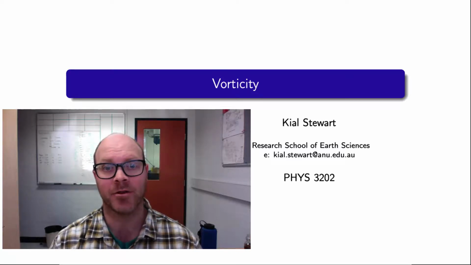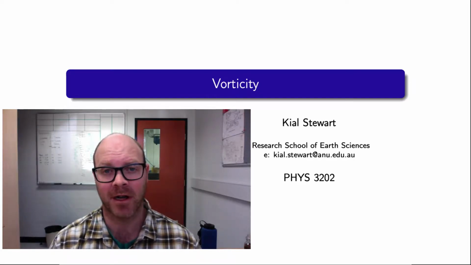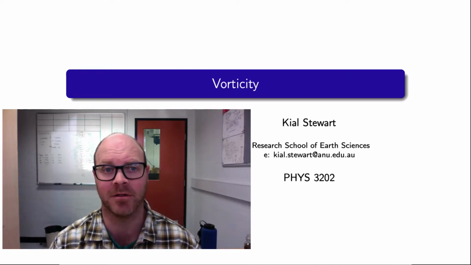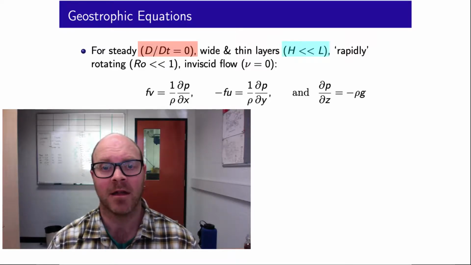In this unit, we're going to introduce and examine the concept of vorticity, a conserved property of fluids which is closely related to the fluid's spin, and it provides a convenient means of predicting the time evolution of flows. We'll start with the geostrophic equations, which have been developed from the rotating momentum equations under the assumptions that the flow is steady, thin and wide, rapidly rotating, and inviscid.